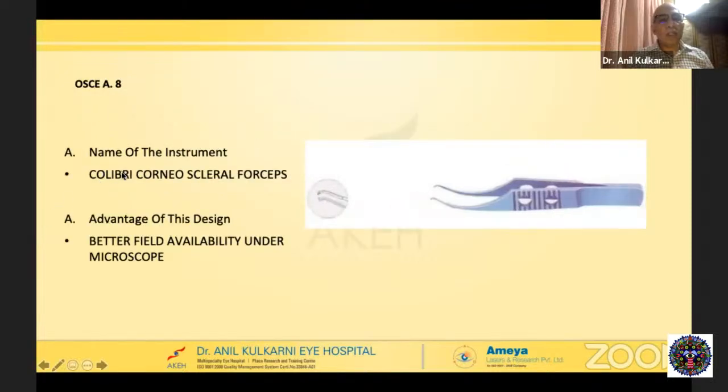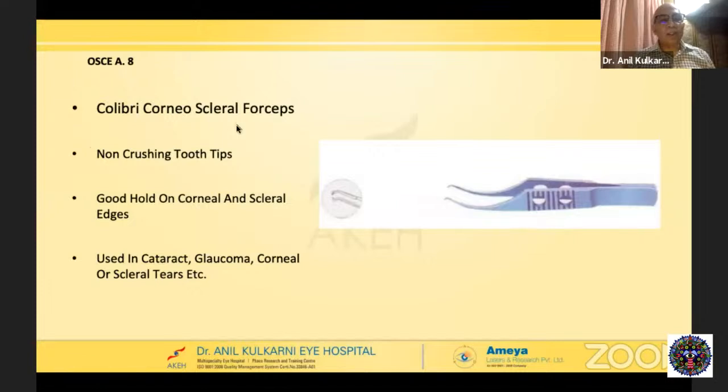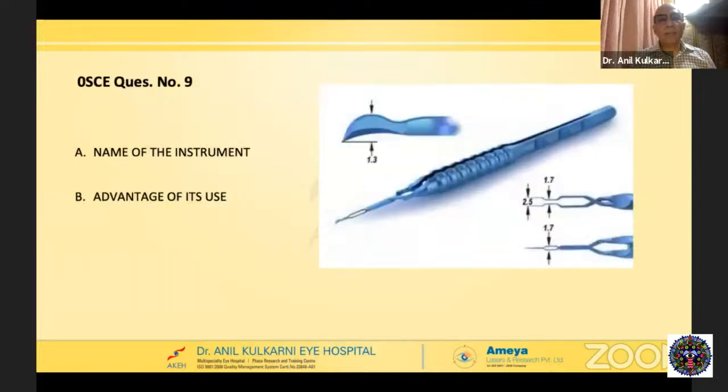The name of the instrument is Colibri corneoscleral forceps. See the difference in the curvature from the Lims forceps. That is how it differentiates itself, and the special design. This design gives you a better field availability under the microscope. These are non-crushing tooth tips again. It usually gets a good hold on corneal and scleral edges. Used in cataract surgery, glaucoma surgery for the scleral flaps, corneal or scleral tears for their suturing purposes, and you can go on adding to the list in case it is required. Question number 9.